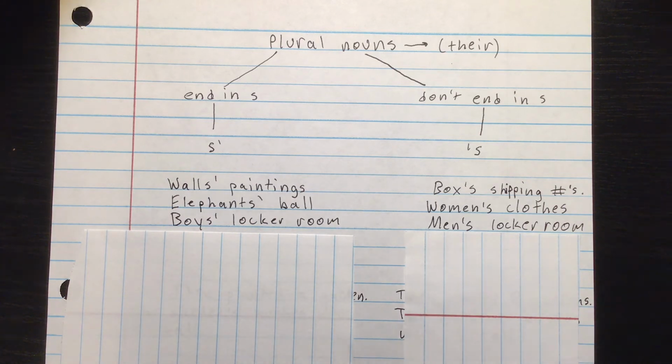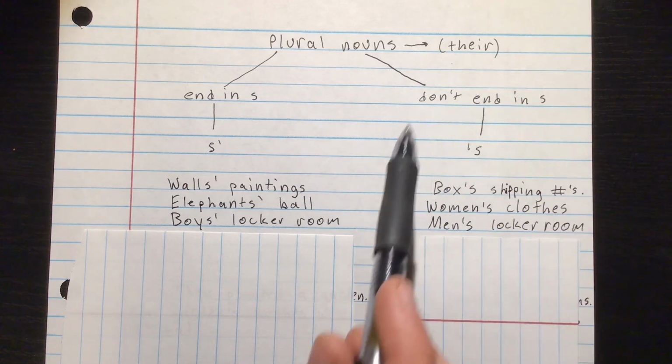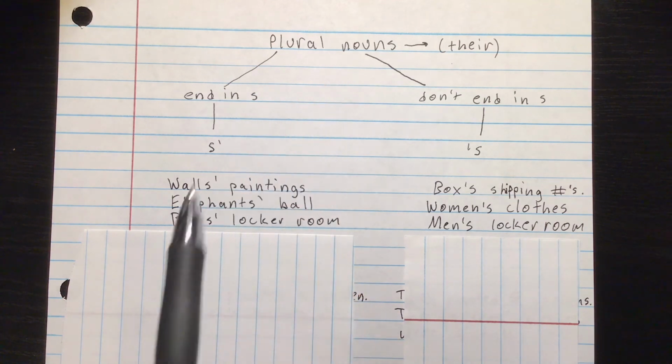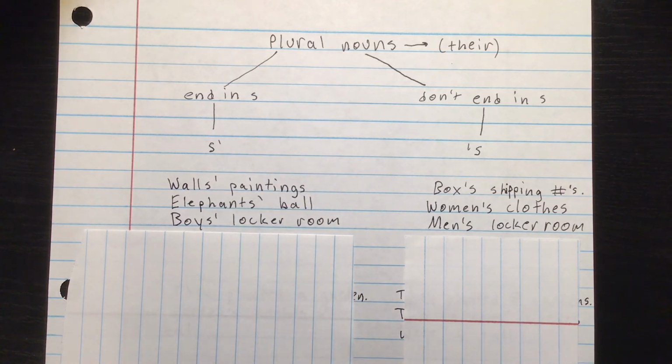You don't have the S on the end for men, so that's why it's apostrophe S. On the ACT, most of the time this isn't going to come up. What actually gets tested is distinguishing between whether you have a plural noun or a singular noun. And it's a little bit trickier than you think.